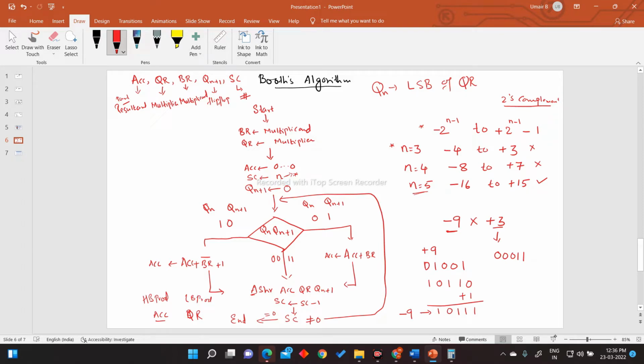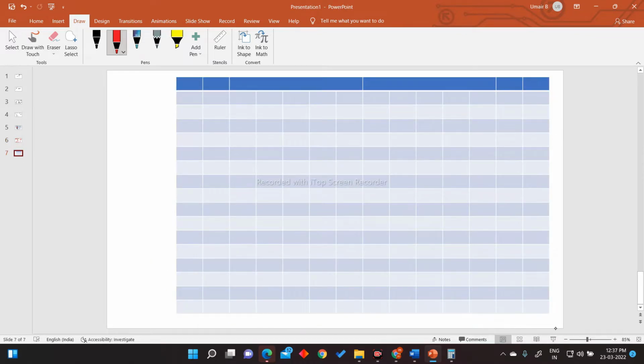Now we will take one example and apply this Booth's algorithm, to see how the operations are actually carried out in the hardware. I am going to perform the operation minus 15 multiplied by plus 30, right? Consider one as the multiplier and the other as the multiplicand. The multiplicand will be in the BR register and the multiplier will be in the QR register. Okay, so make a column.